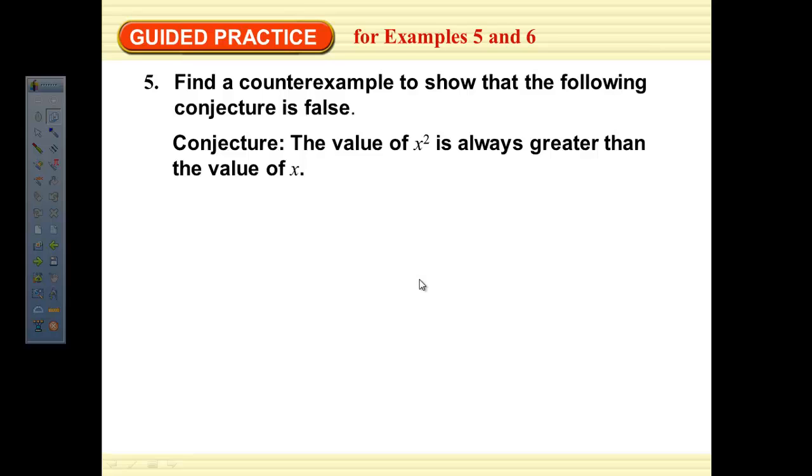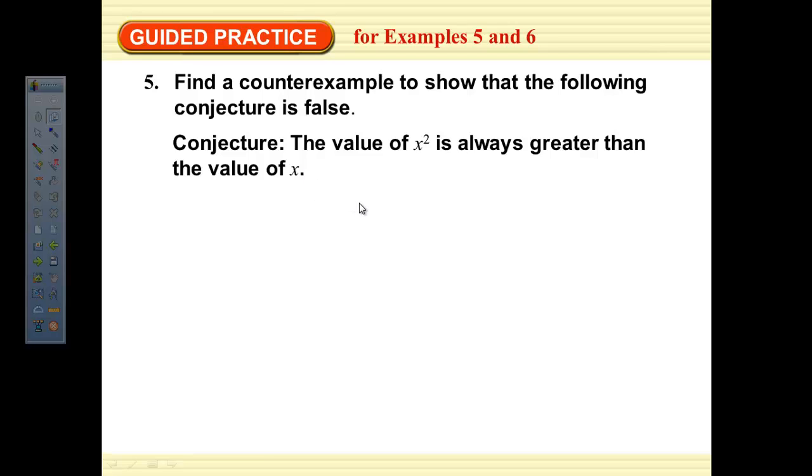Here's another counterexample problem. It says the value of x squared is always greater than the value of x. An example of this would be 2. 2 squared is greater than 2. But we've got to think about other types of numbers. 0 would be a good example that would prove this is false, because 0 squared is 0, and 0 would be equal to 0 here.